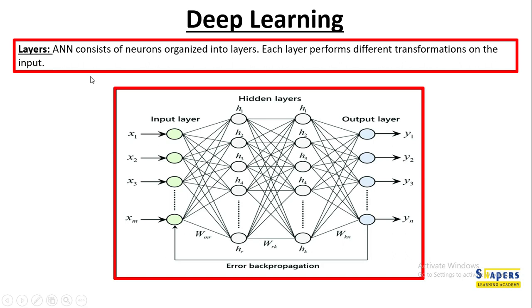So what are layers? As we know, this is called an artificial neural network, which mimics a biological human neural network. This artificial neural network consists of neurons, these circular structures, organized into layers. Here we have the primary input layer, and this is the output layer, the predictions. Whereas the hidden layers consist of neurons which make the learning happen.